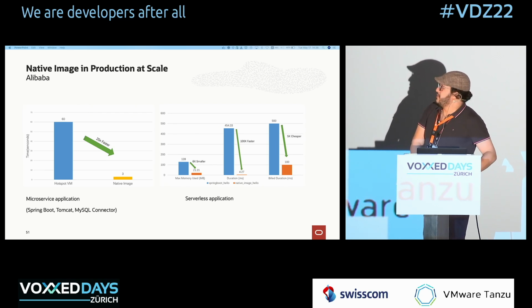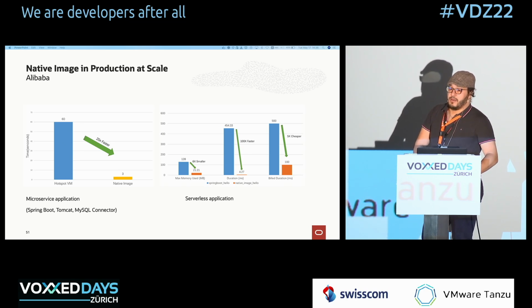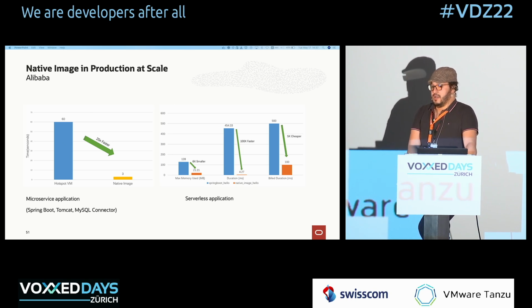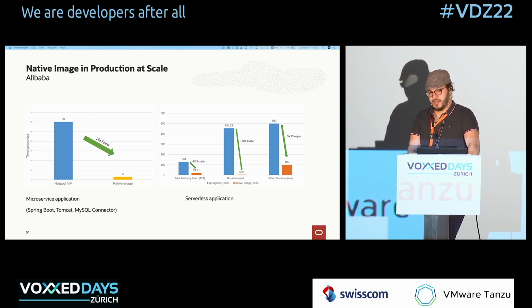So GraalVM is already used in production workloads in multiple companies. One of them is Alibaba, where they saw very significant gains, reducing the memory footprint and CPU footprint by just building their application as a native image. Most of them are serverless. As we discussed, that's the best option to go with native image, similar to CLI tools.